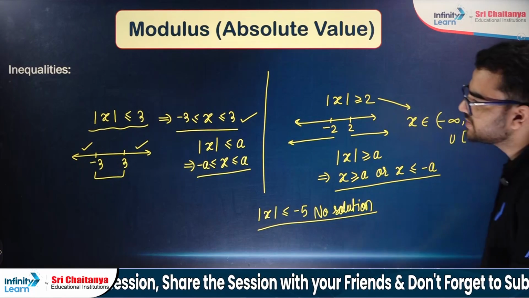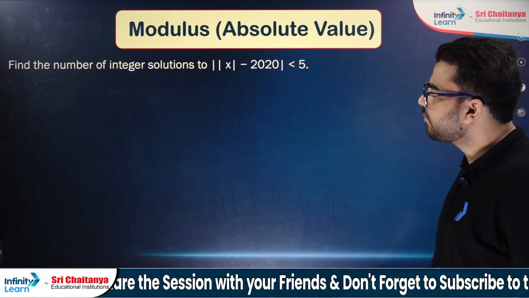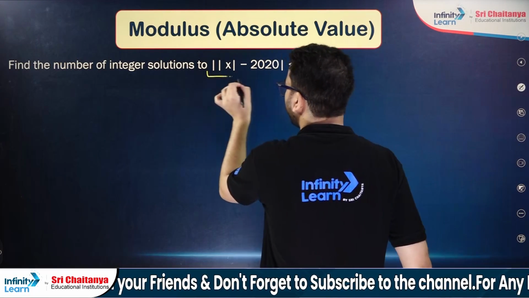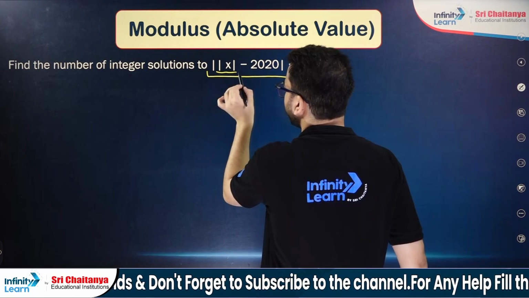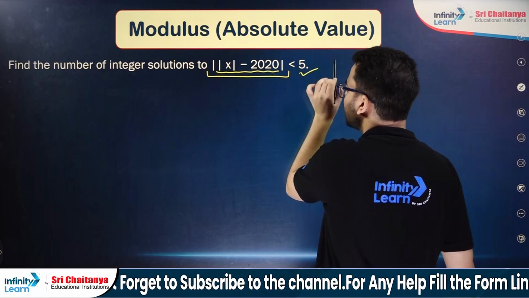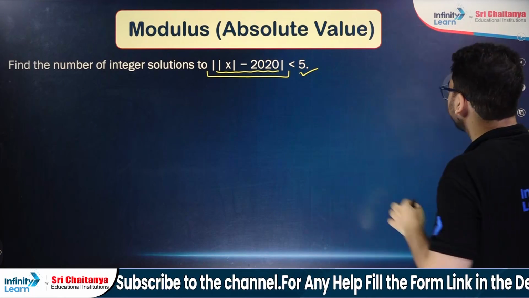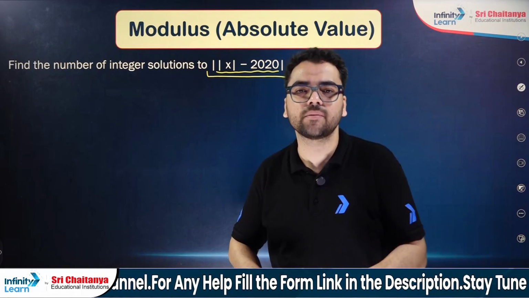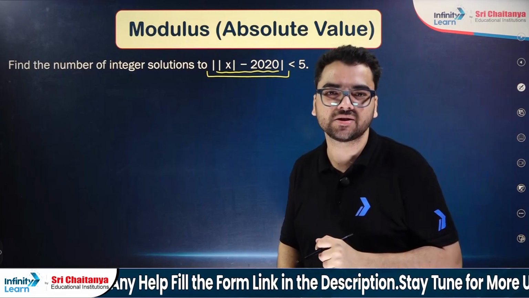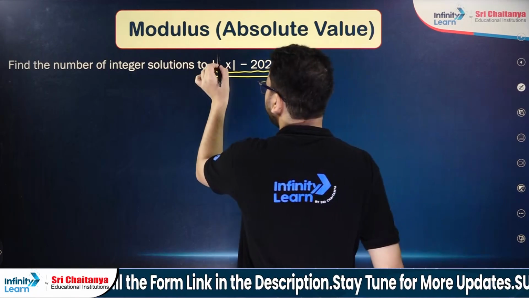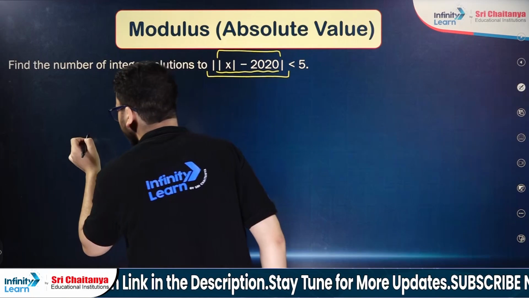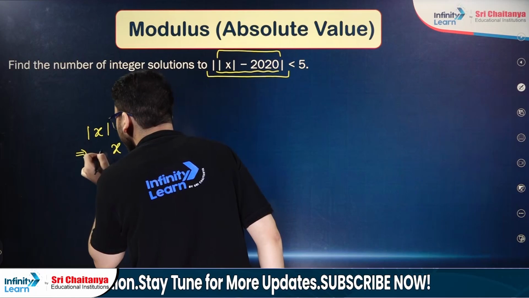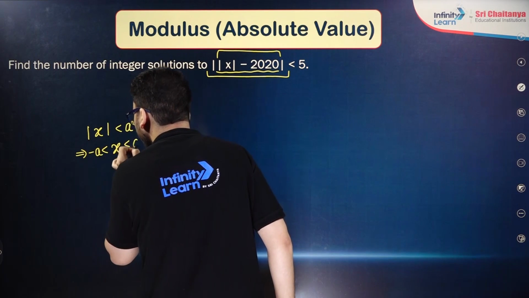Fine. So that is the situation over here. Let's do a question on it. For example, they are saying that, you see, modulus of x minus 2020 is less than 5. This is a simple modulus inequality. If you know the property, you don't have to think that much over here. So whatever is there inside the modulus, we have studied today itself that if modulus of x is less than a, we can say that x is in between minus a and a, isn't it, guys?